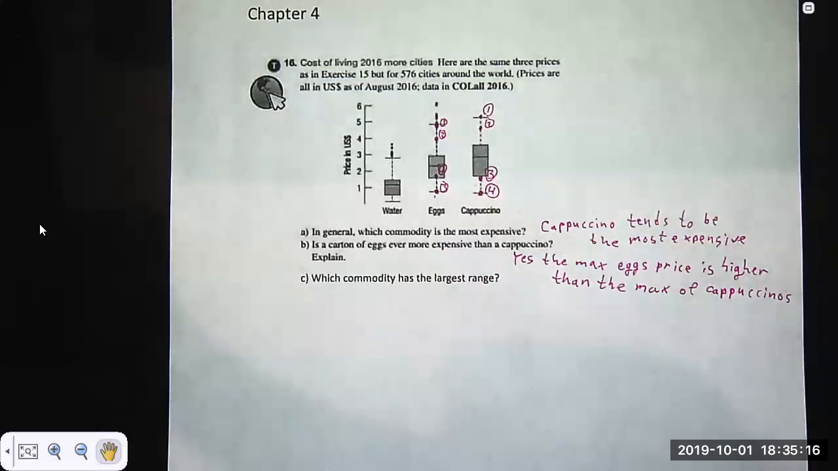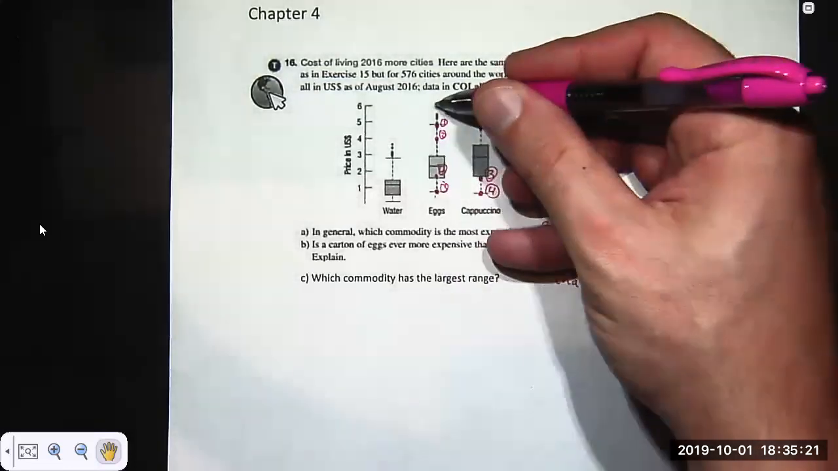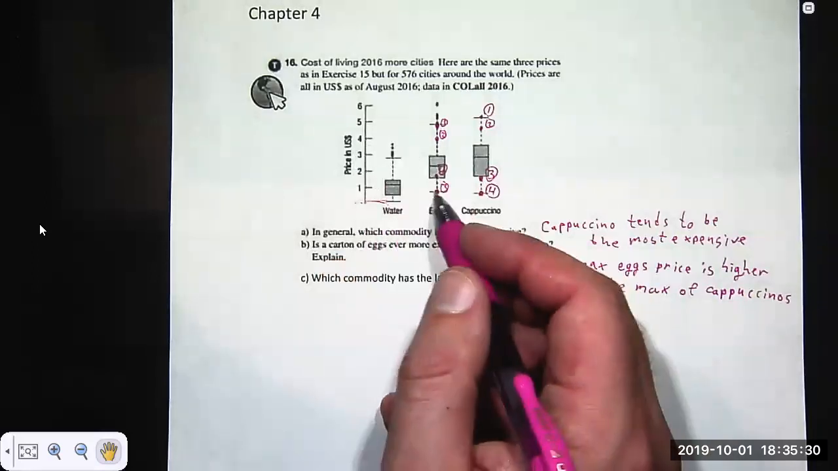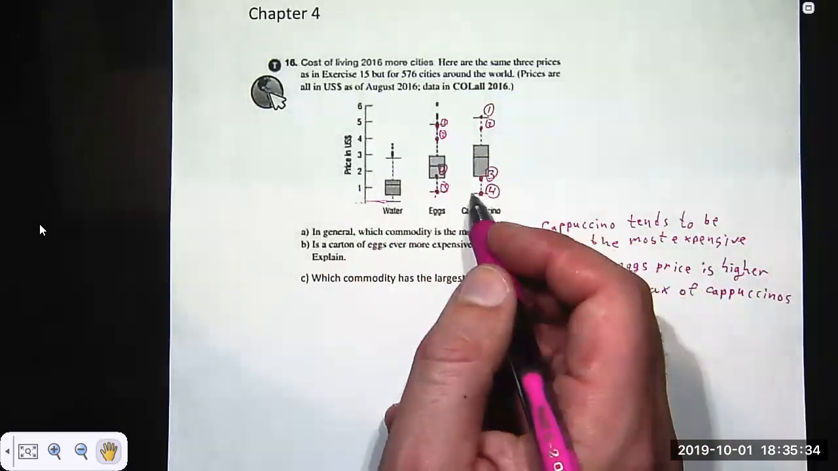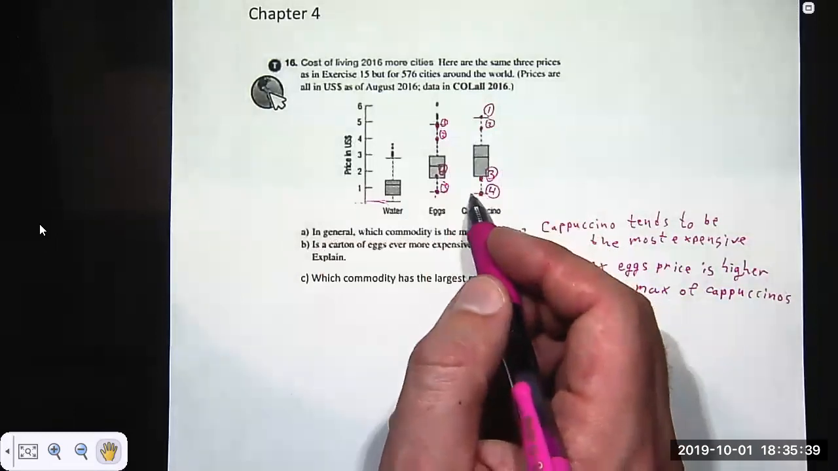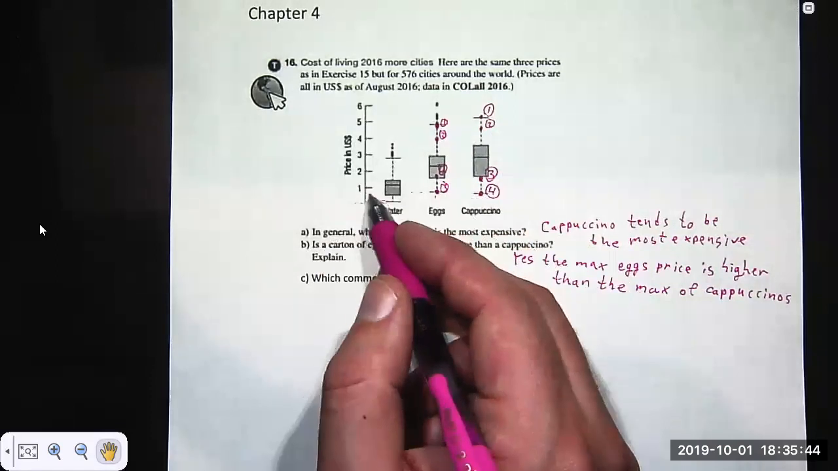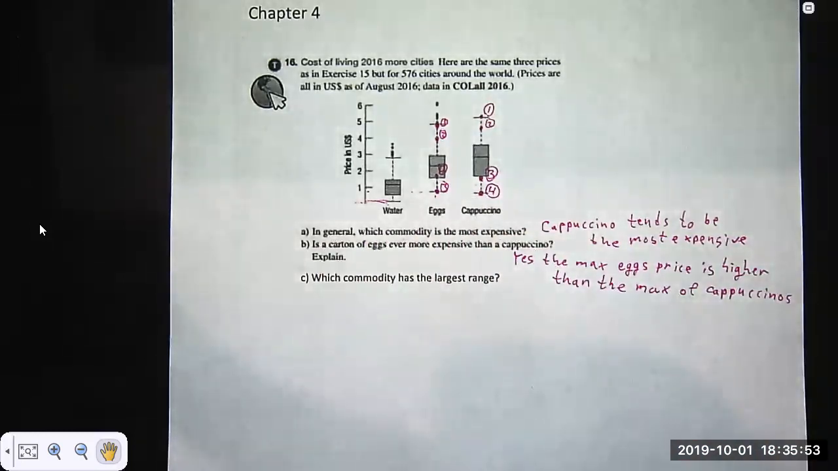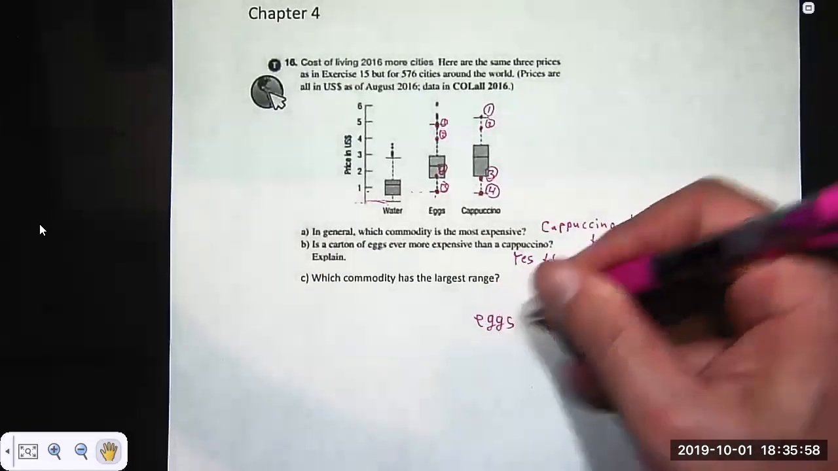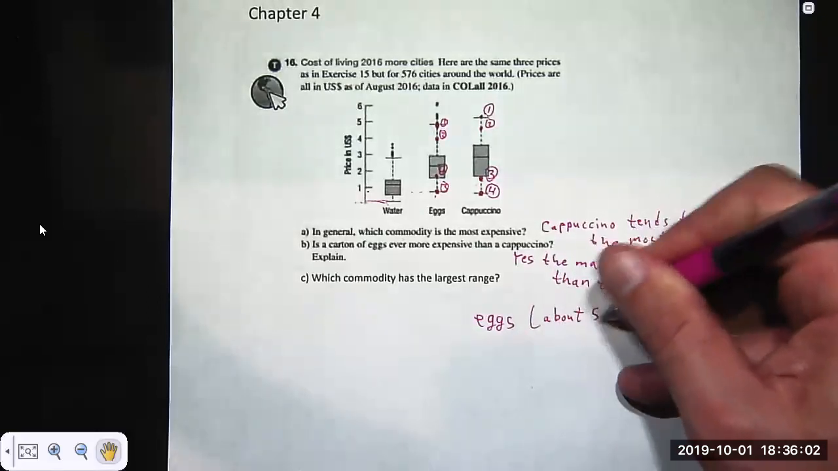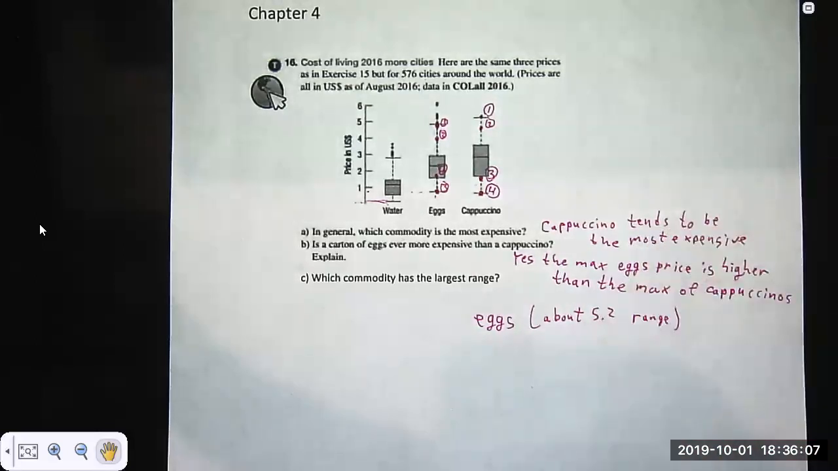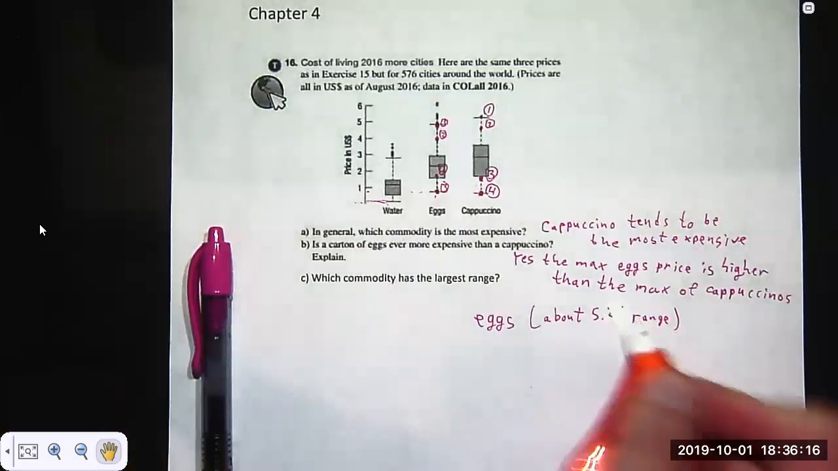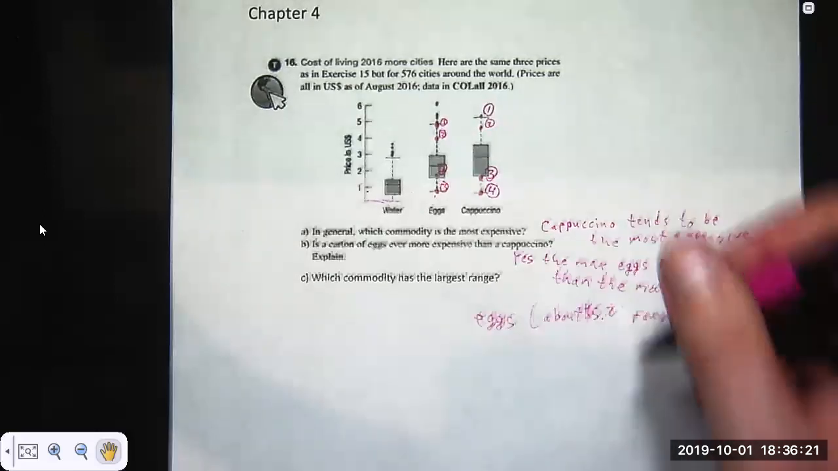All right. Which commodity has the largest range? For this one, you use the outliers. That's the key part here. Water has a range of about 3.8. Eggs has a range of about 5. Cappuccino has a range of about 5 as well, but I would say the eggs is more like 5.2. Eggs is a little bigger than the cappuccino. So I would say eggs, about a 5.2 range. No, these are dollars. Oh, I guess they go over here. $2 range.